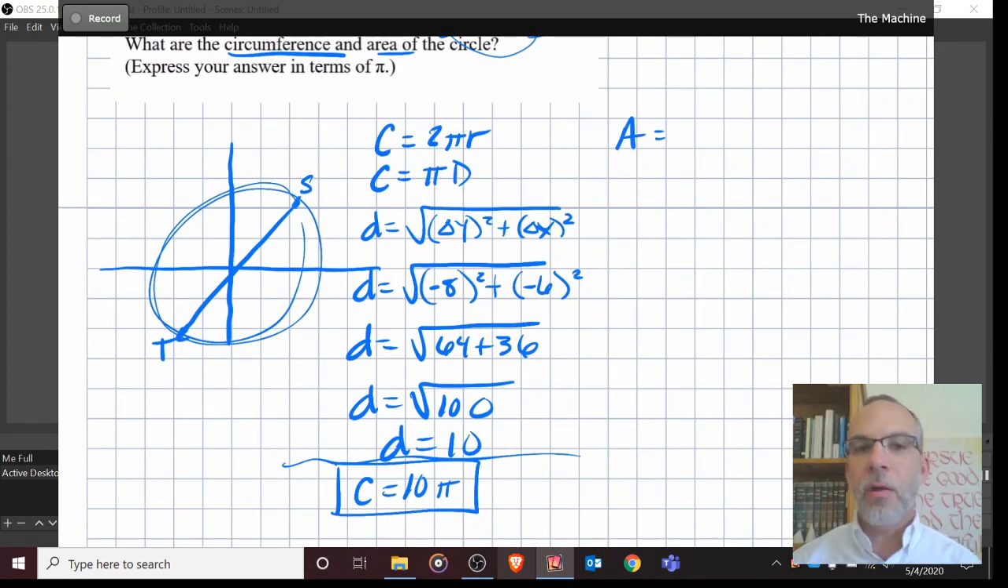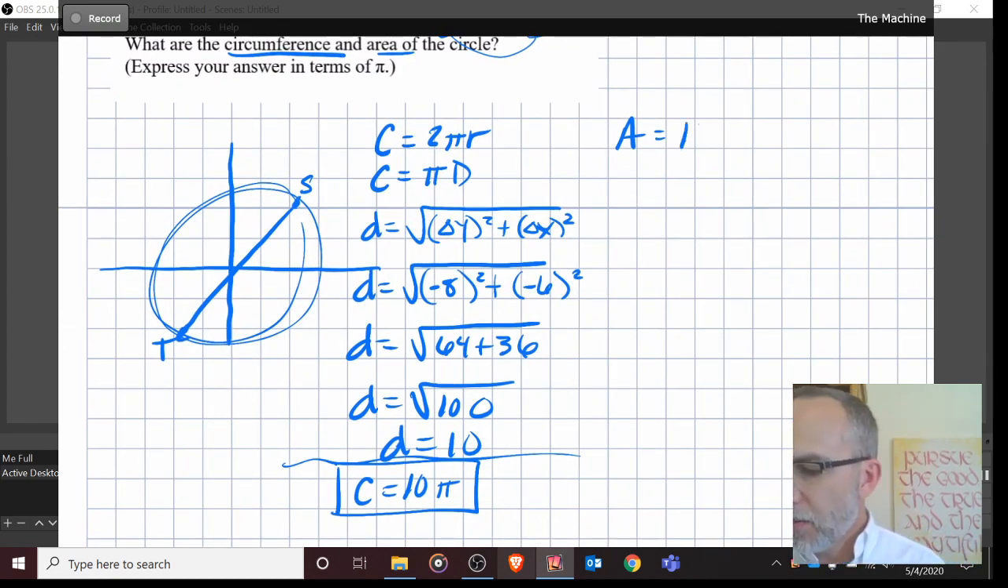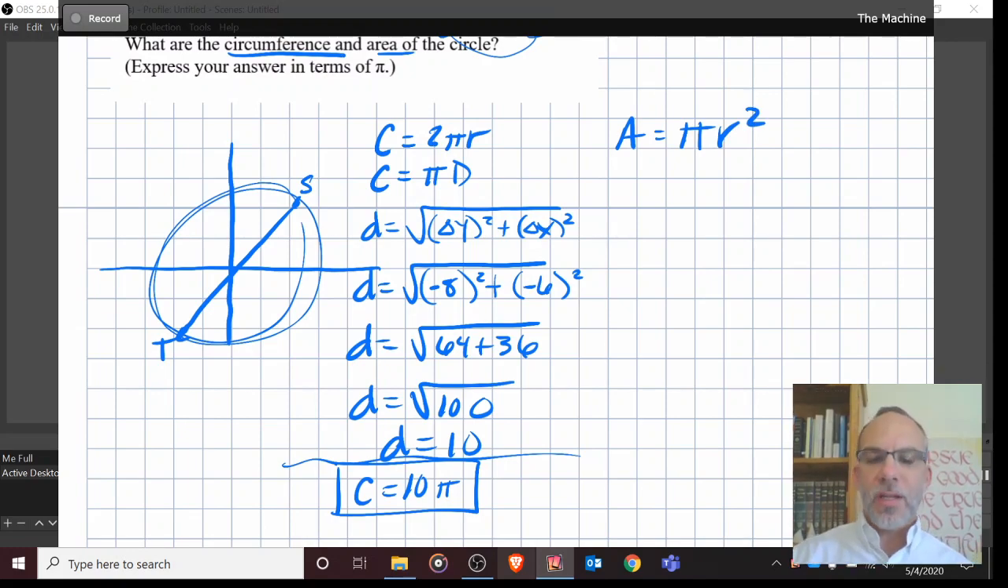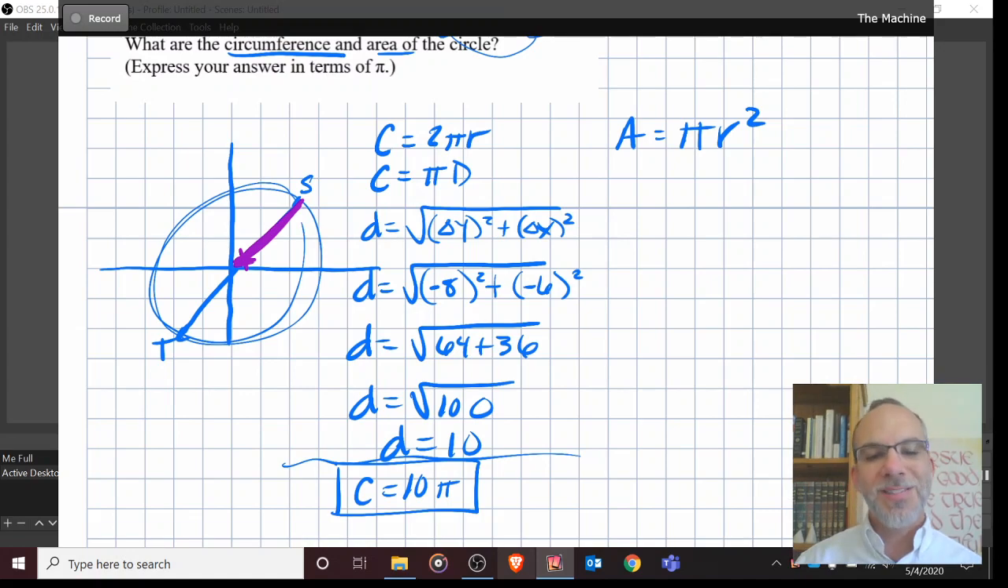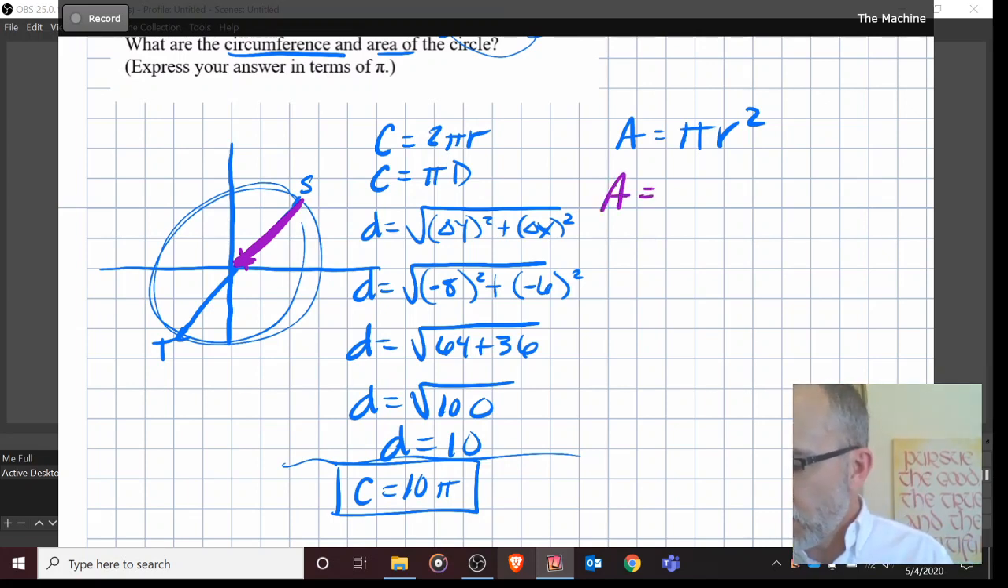Okay, now the area. Area is going to be pi r squared. So what's the radius? Now you could do this two different ways. You could do some work to find the midpoint of this line segment somewhere in the middle there, and then find the distance out to one end, right? But isn't the radius just half the diameter? If I already know the diameter is 10, what's the radius? So the area is equal to pi times 5 squared. So the area then is equal to 25 pi units squared.